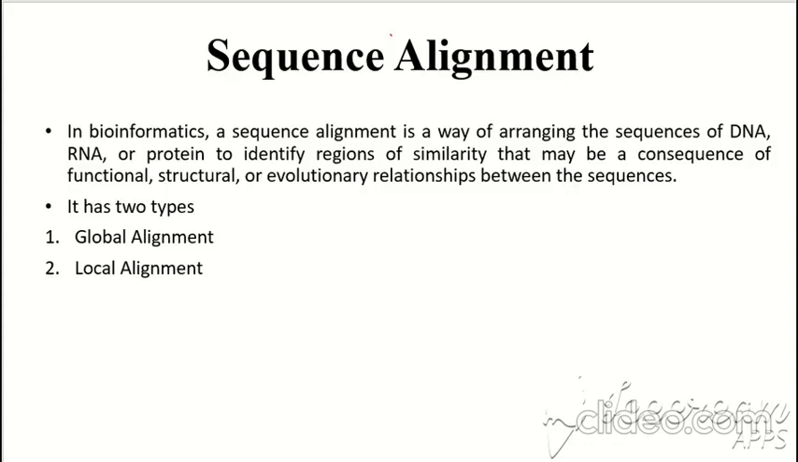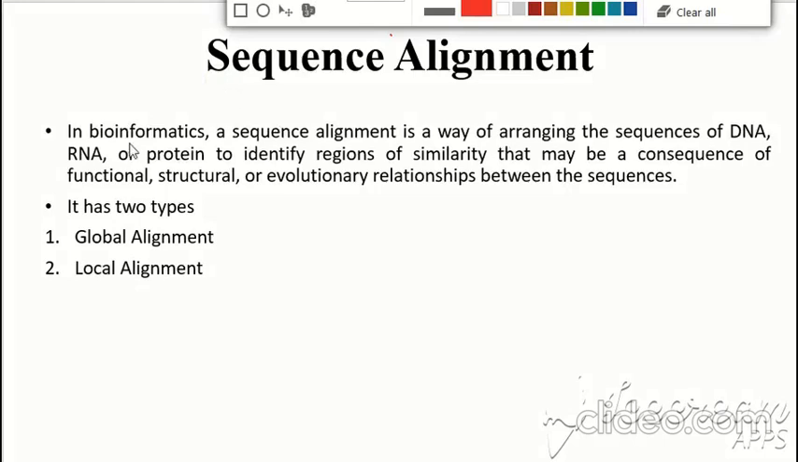Today we're going to do sequence alignment. So what basically is sequence alignment? In bioinformatics, a sequence alignment is a way of arranging the sequence of DNA, RNA or protein to identify the regions of similarity that may be consequences of the functional structure or evolutionary relationship between these sequences.